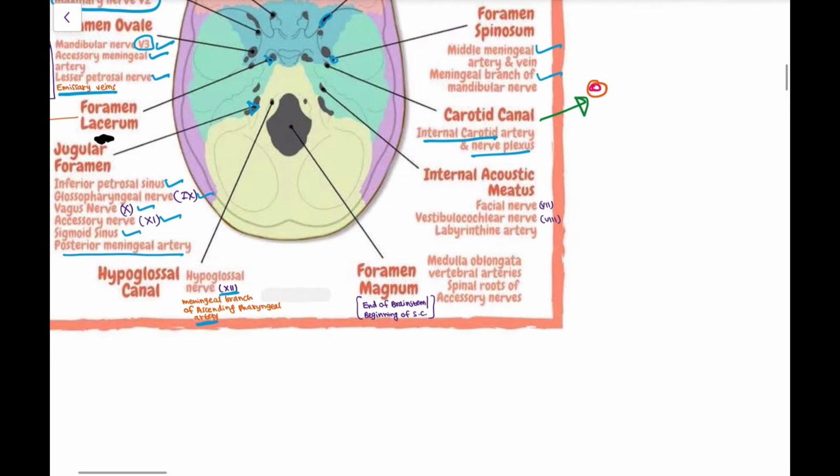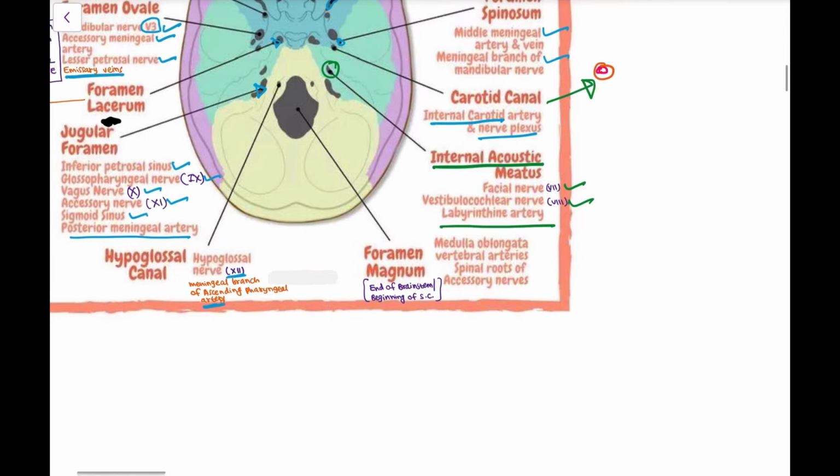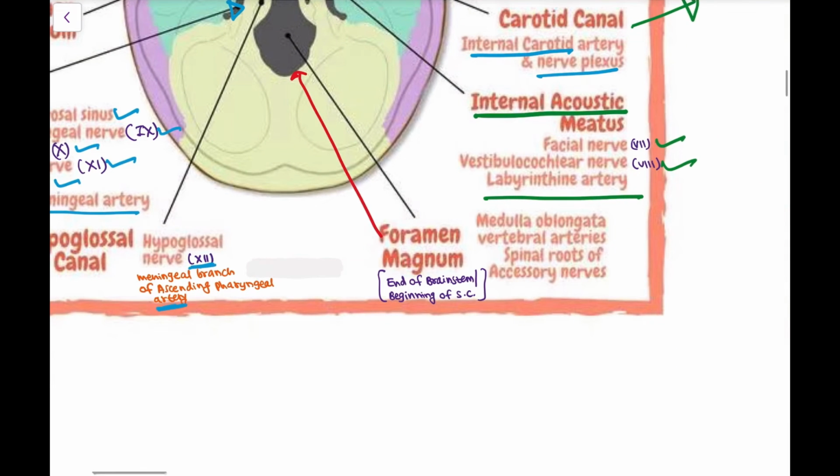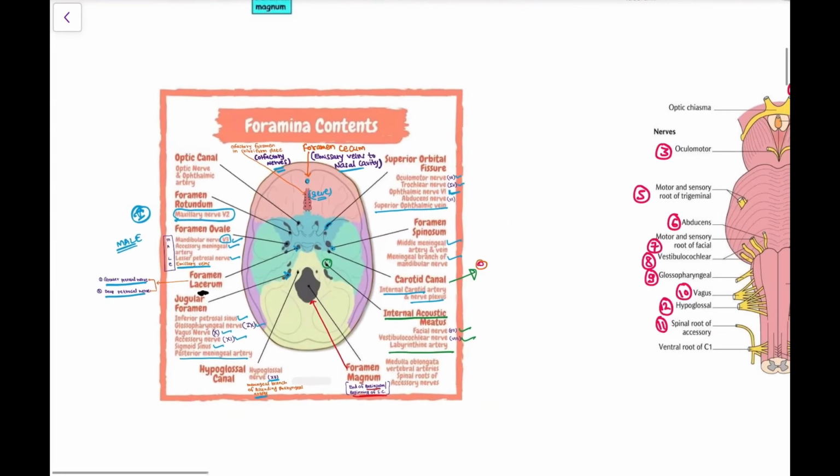Next, the internal acoustic meatus, through which the facial nerve, the 7th, and the vestibulocochlear, the 8th, and the labyrinthine artery pass. Next, this is the foramen magnum, and here ends the brainstem and begins the spinal cord. So the spinal cord passes through the foramen magnum.